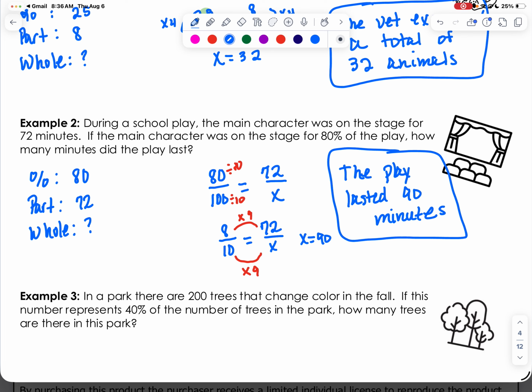The main character was only on the stage for 72 minutes, which was 80% of the time.